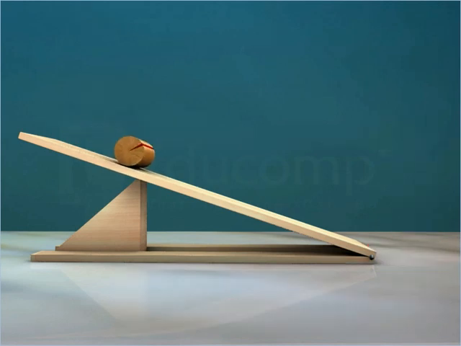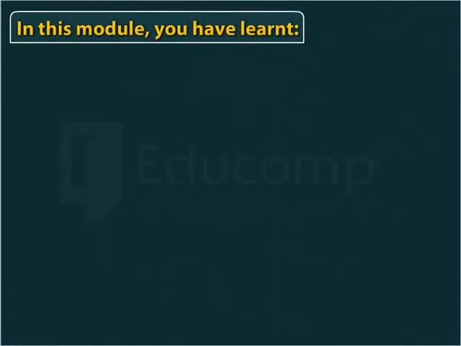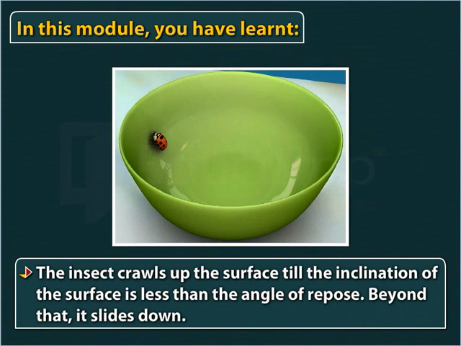Since it is static friction that causes the rotation, the work done by the force of static friction is equal to the gain in rotational kinetic energy. Ws is equal to half I omega square. In this module you have learnt that the insect crawls up the surface till the inclination of the surface is less than the angle of repose. Beyond that, it slides down.